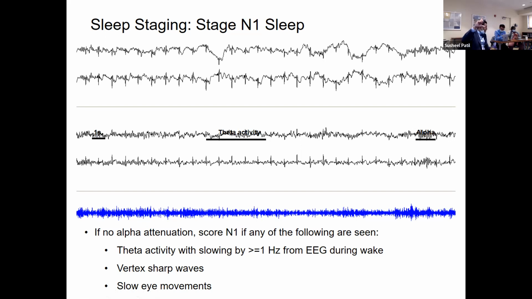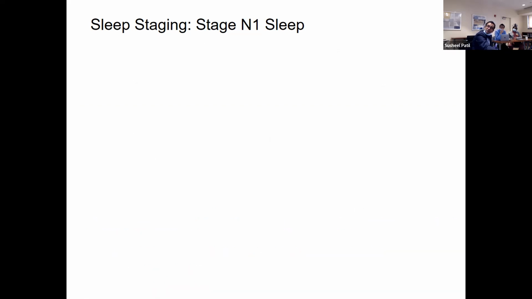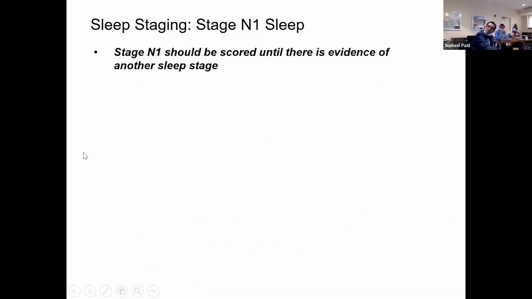And the other thing, if you don't have that posterior dominant rhythm, look for slow eye rolling movements, and you can use the onset of those to start to stage N1 sleep. So those are 3 things you look for in the absence of an alpha rhythm.